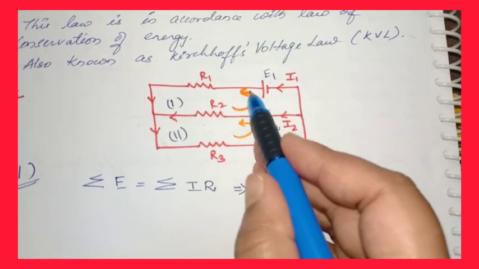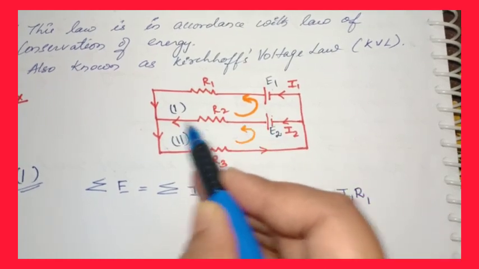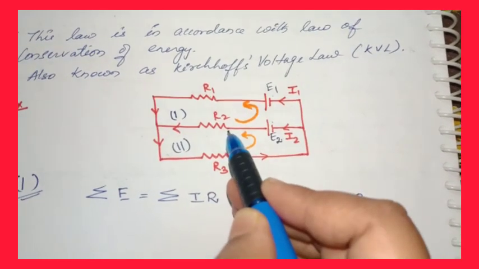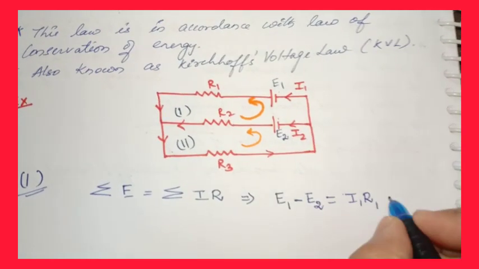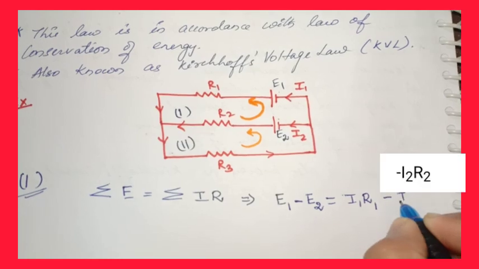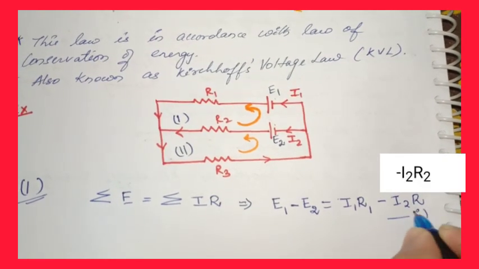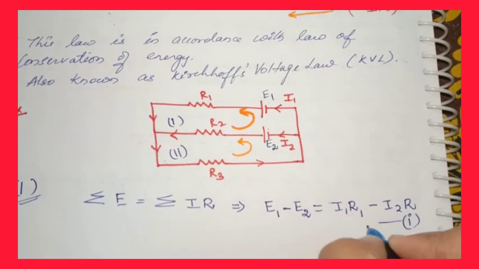But as I go along my direction and I come to R2, you can see the current is flowing in this direction and my direction is opposite to that of the current direction. That means the product of I2 R2 now needs to be negative. So I am writing it down, minus I2 R2. This is my equation 1 from the first loop. So this equation will help us find out the current inside the circuit.